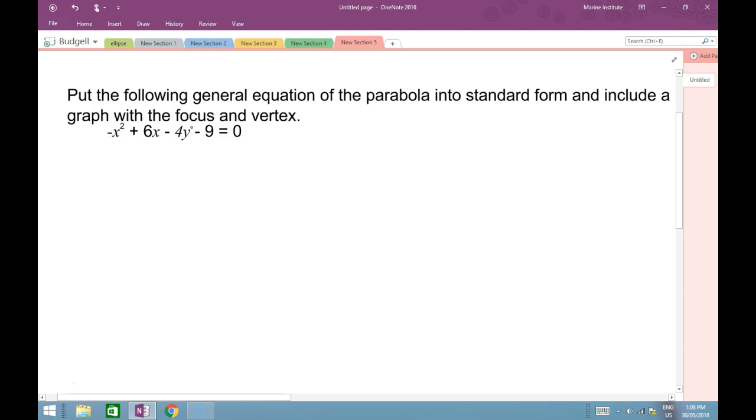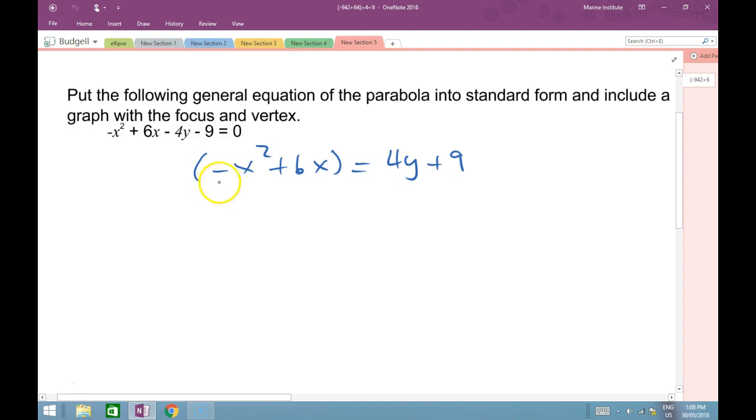So the first step is let's change this general equation into a standard equation. We're going to group the x's because the x is squared. We're going to have to complete the square with the x. Bring all the other terms across the equal sign. Be careful to change the sign when you cross the equal sign.